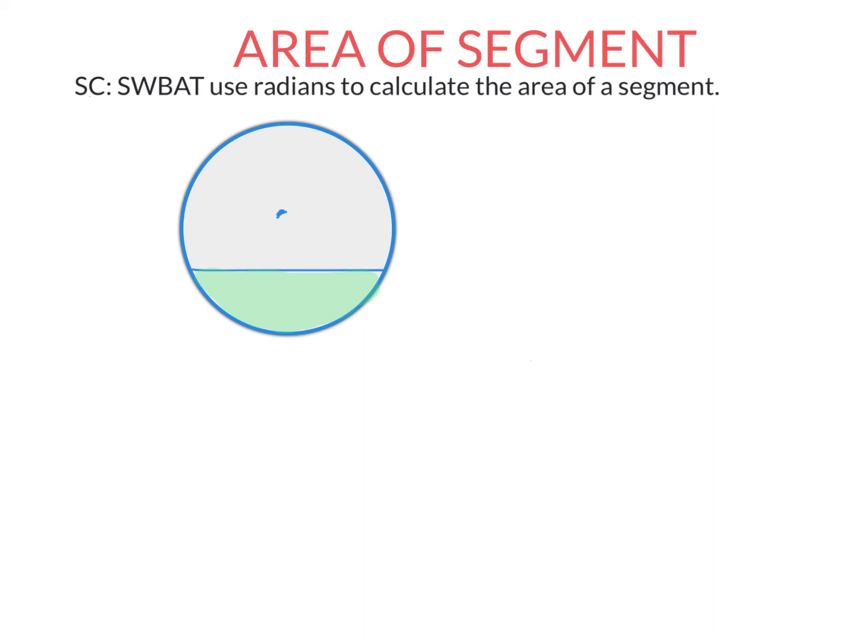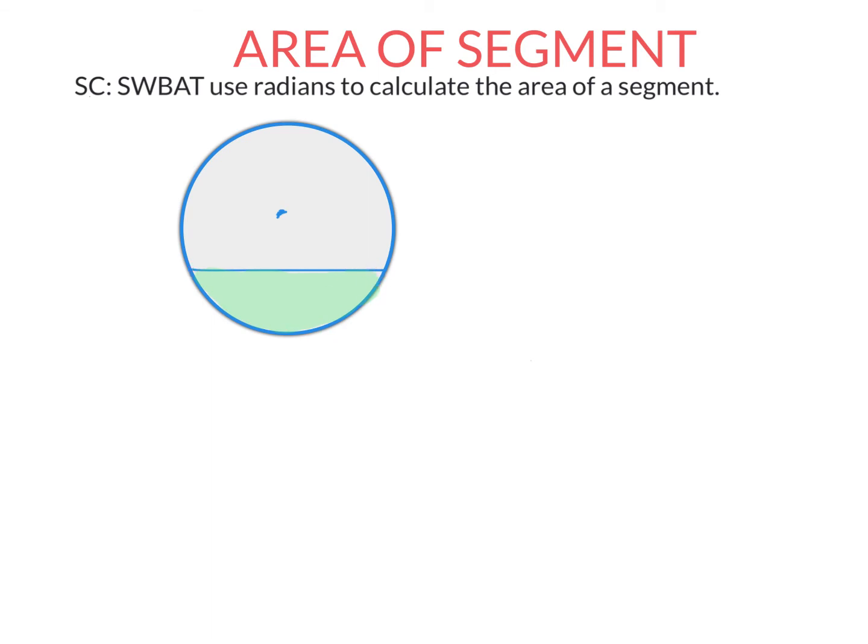Thank you so much for tuning into this video in which we'll look at using radians to calculate the area of a segment. So this line here is called a chord. A chord is a line in a circle that goes from one side to the other without going through the middle. So a segment is the area bounded by a chord. So this green shaded area is a segment.